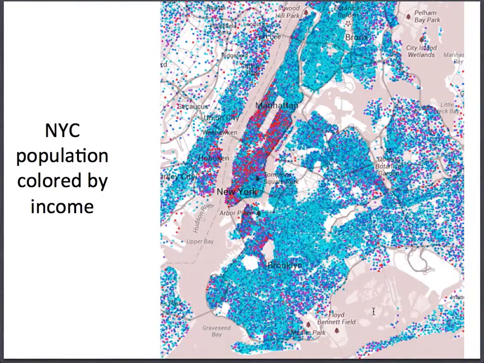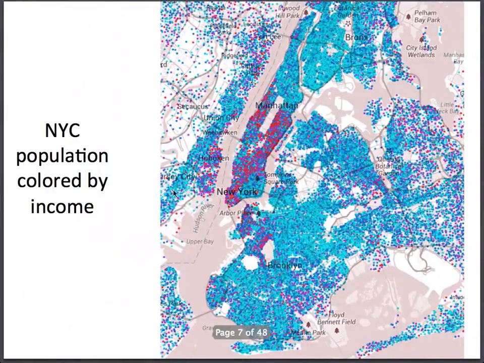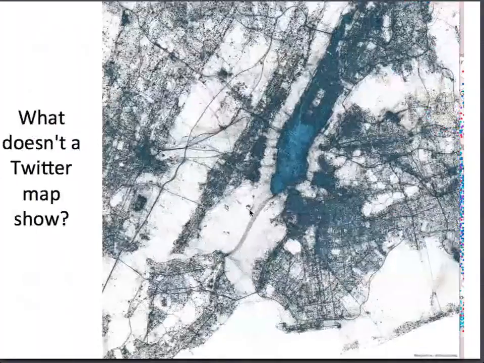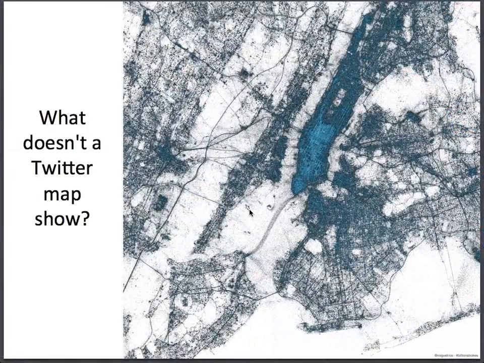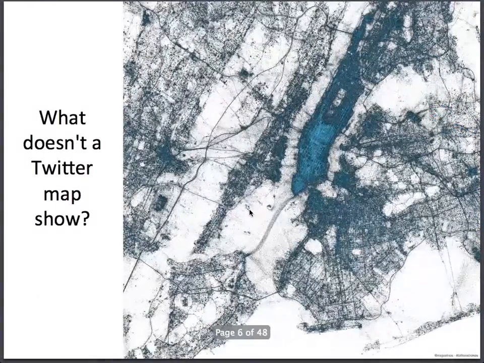And the other thing you notice is there's this correlation. The densest parts of the Twitter map are also the richest parts of the city. So if you want the Twitter map to stand in for all people, it doesn't. It's going to be systematically off.